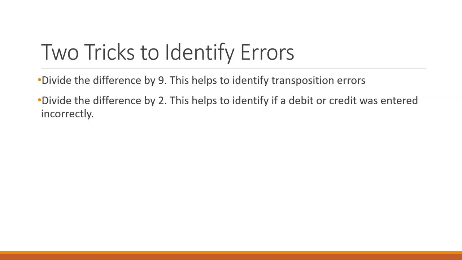If it doesn't divide by 9, but it does divide by 2, this tells us that a debit or credit was entered incorrectly, which means that we were supposed to enter a debit and we entered a credit, or we were supposed to enter a credit and we entered a debit. So these are just two tricks to help you find errors quickly, rather than spending a lot of time digging through all of your accounting records trying to find the mistake.